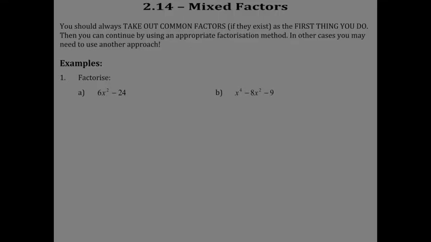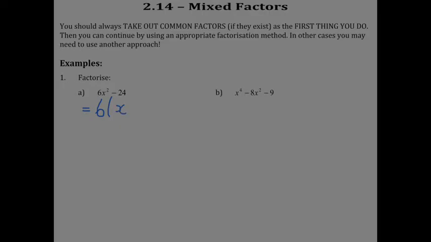Now let's look at exercise 2.14. And this is where we're taking out common factors, but it's all mixed up. It could be any type of question that we're taking out common factors. So the first question, I can see instantly that there's a common factor of 6, so I'm going to take out my common factor of 6.